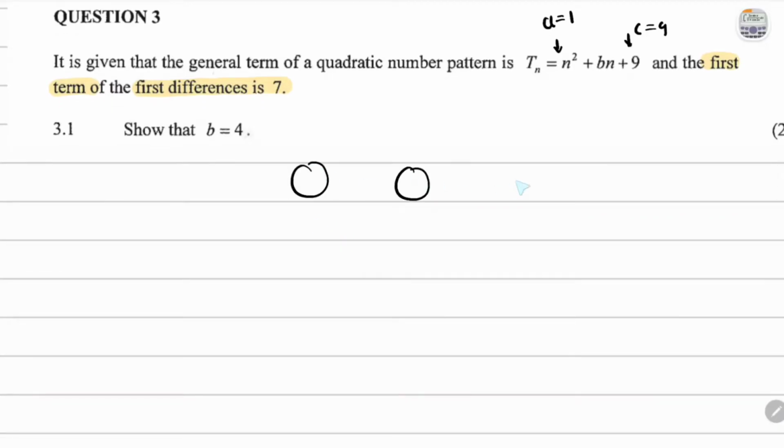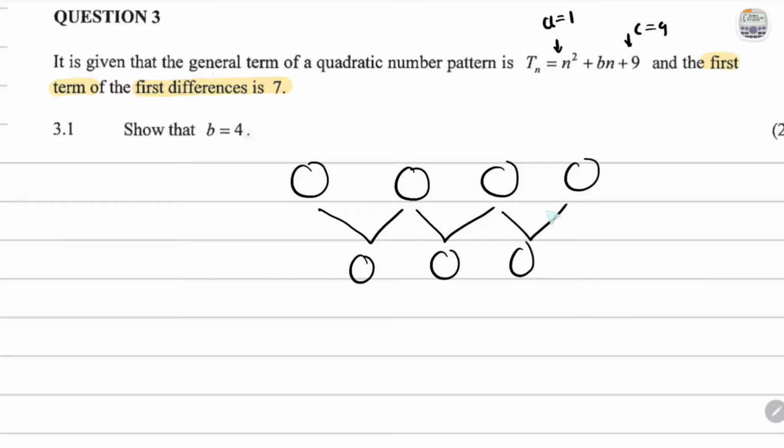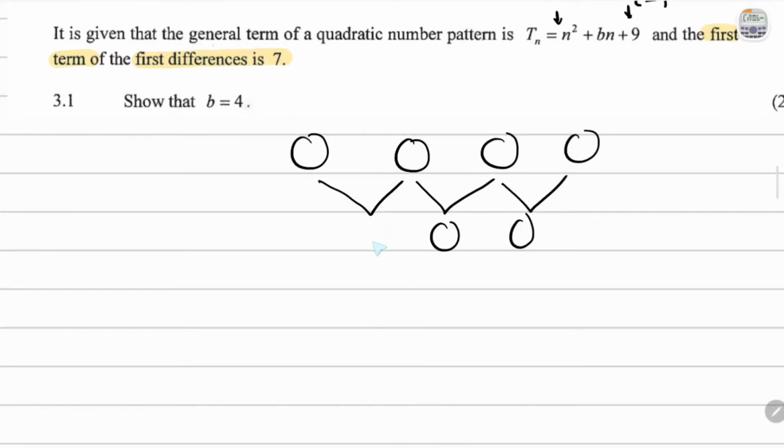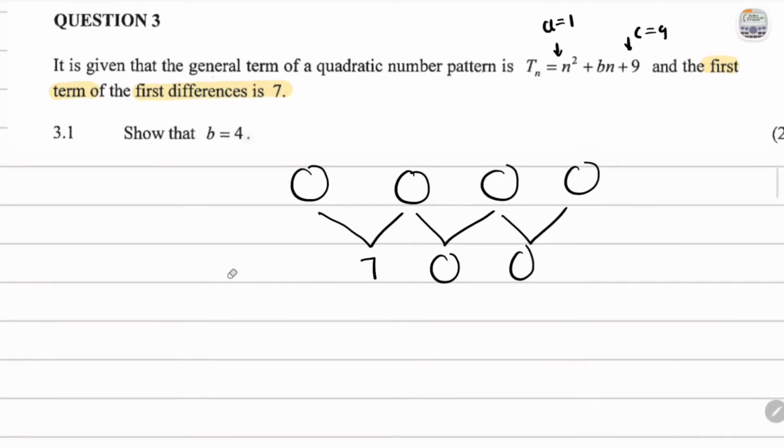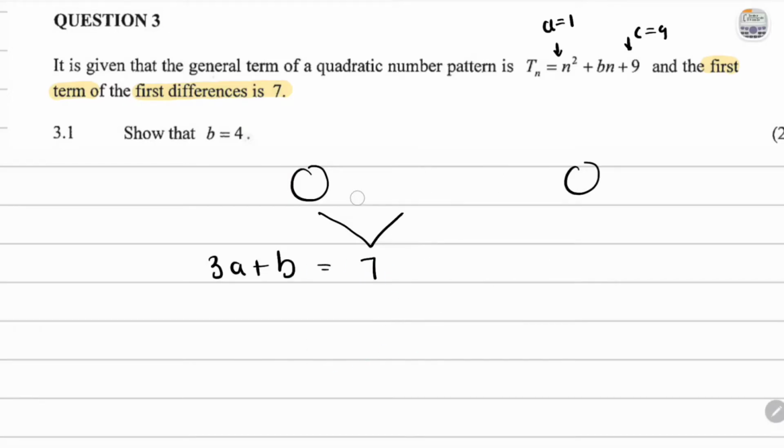And the first term of the first differences is 7. Remember how your terms go like this. You have the quadratic pattern, and then when you subtract their differences, it gives you the first differences. Now what they're telling us is that this first term is equal to 7. Think about what we equate that to, because that actually includes A and B. We equate the second difference to 2A, and then this one we equate to 3A plus B. And so that's the equation we're going to use. 3A plus B is equal to 7.